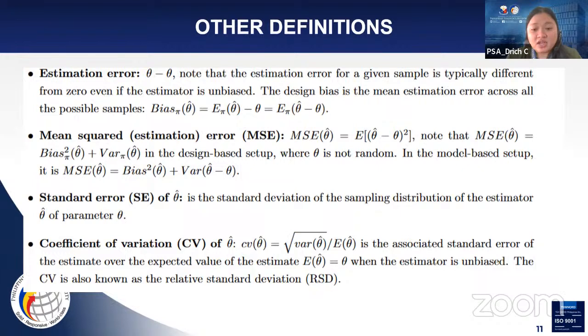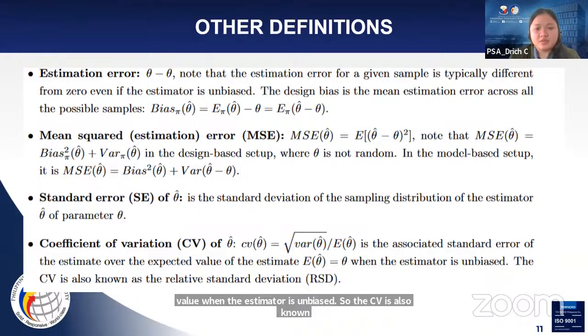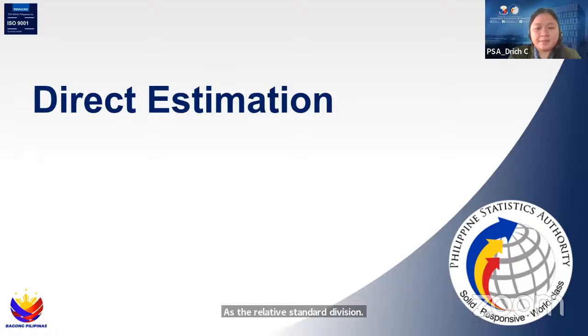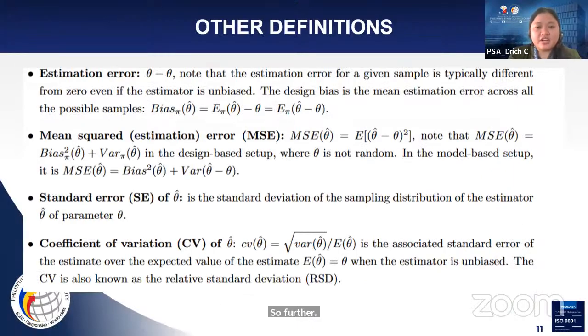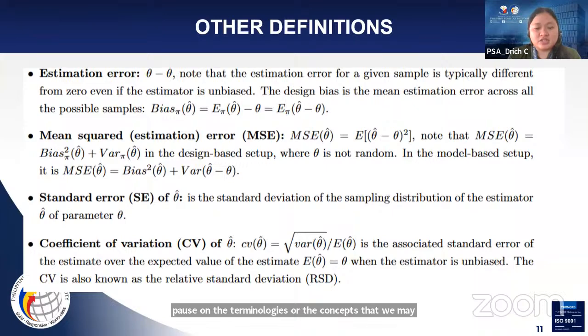When the estimator is unbiased, the expected value of the estimate is equal to the true value. So the CV is also known as the relative standard deviation. So further, this is just to familiarize you with the terminologies or the concepts that we may encounter as we go along discussing the other small area estimation techniques.